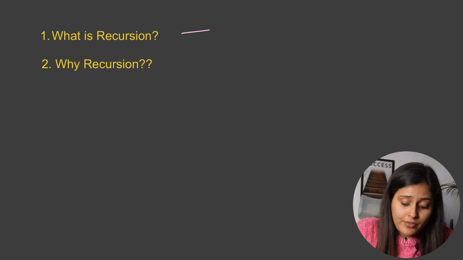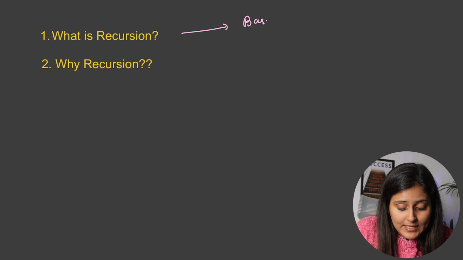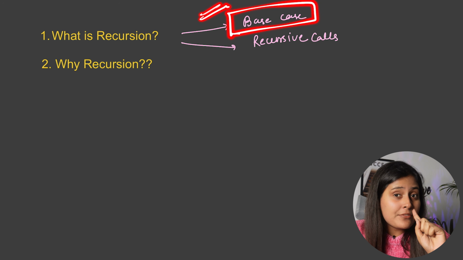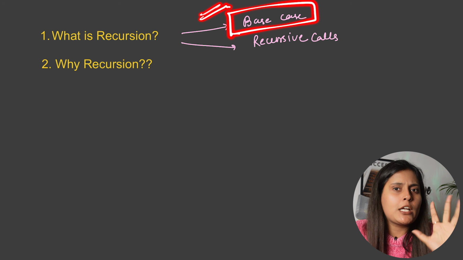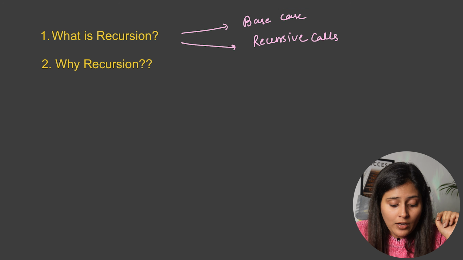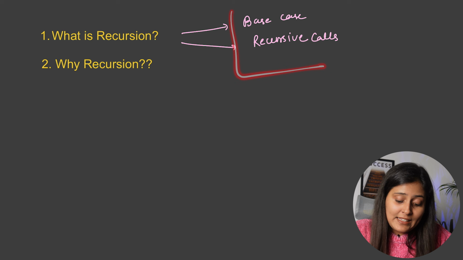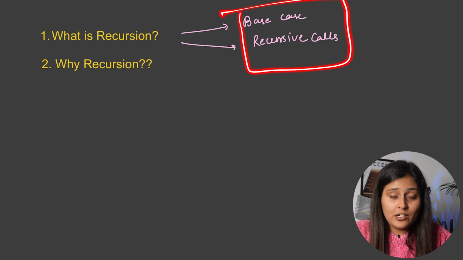And every recursive function has two things. First is the base case and second is the recursive call. The base case is where our function stops, which means we save the function from going into an infinite loop. And second, the recursive call means we are breaking down the same problem for smaller inputs. These two things are very important when we are learning recursion.